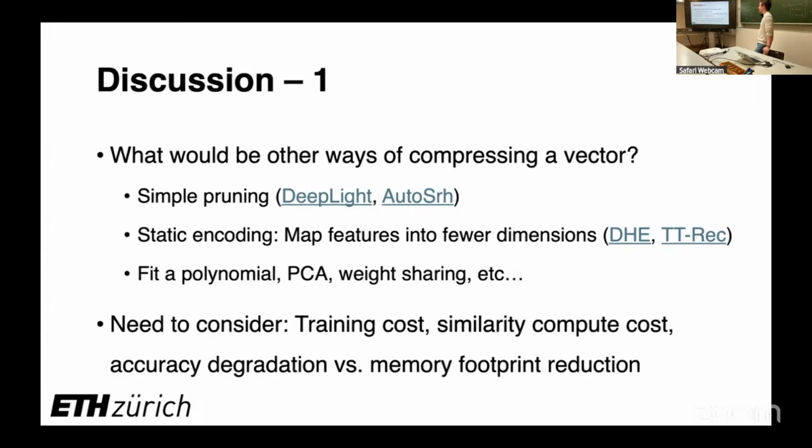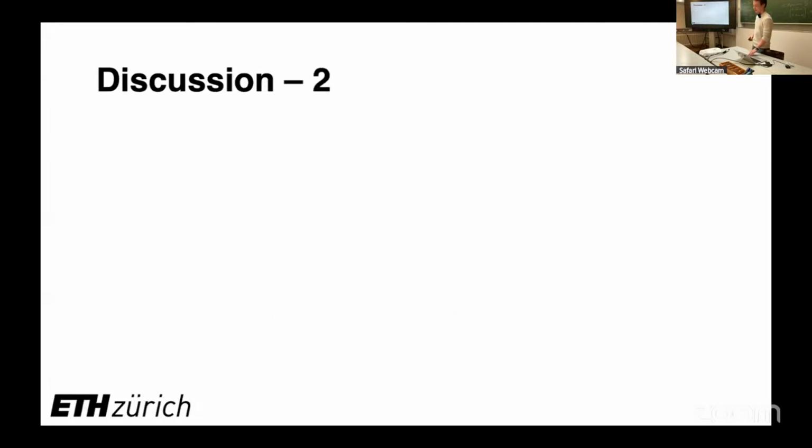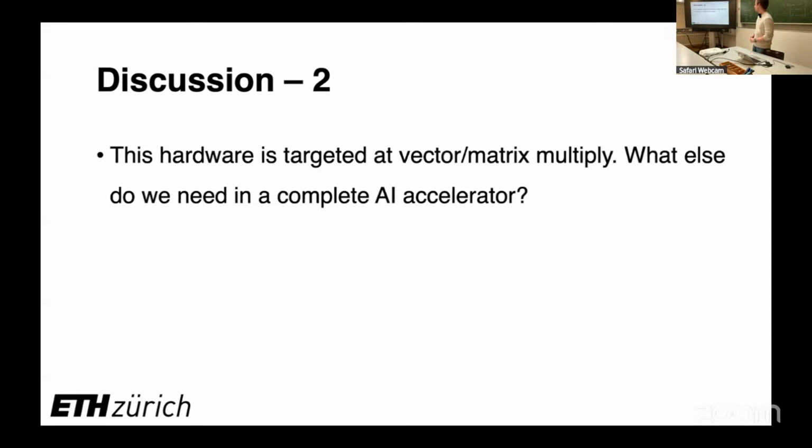Yes, what you need to consider when choosing a model compression would be training cost, the cost of computing the similarity, because that's the most expensive part in the accelerator. You need to consider, of course, accuracy degradation, and how much you can actually reduce the vector size. Okay, second question. So this hardware was targeted at vector or matrix multiplication, which is the most expensive part of inference, but we cannot do things like softmax with this. So what else do we need for a complete AI accelerator?